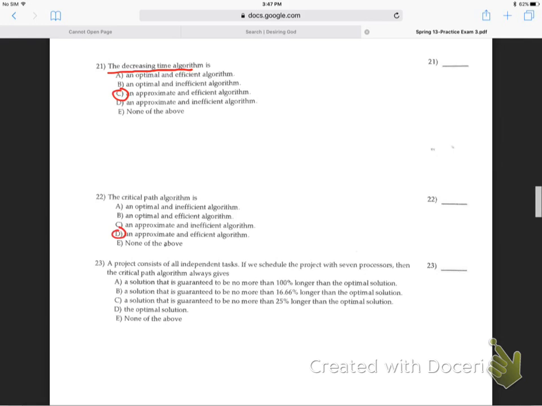None of them are exact. They don't guarantee the best answer, but they're efficient. Computers can crank them out quickly. All right, 23. Project consists of all independent tasks.